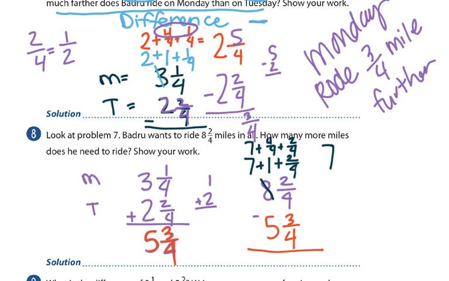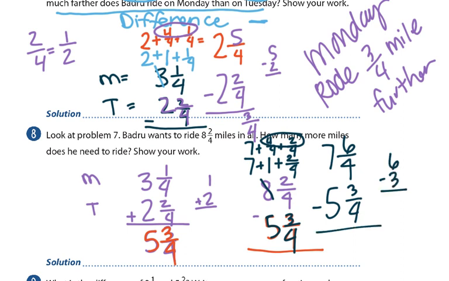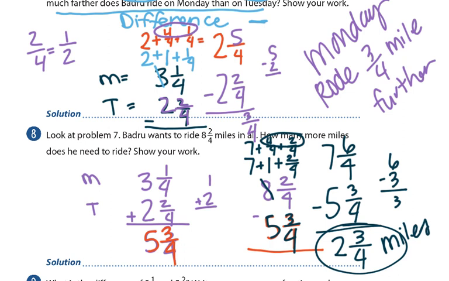Okay. I leave the whole number alone. The denominator never changes. I add up the numerator. Then I'm going to go back down and subtract this 5 3/4. Now I can do math, because 6 minus 3 is possible. It's 3. Does my denominator ever change, Sawyer? Thank you. 7 minus 5 is 2. And how many more miles does he need to ride? 2 and 3/4 miles more.